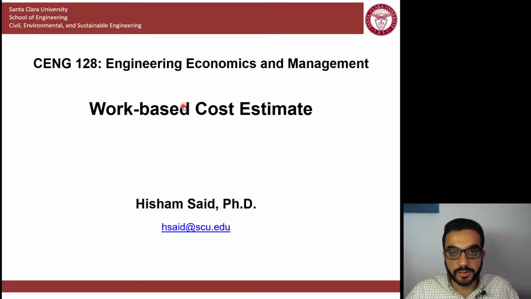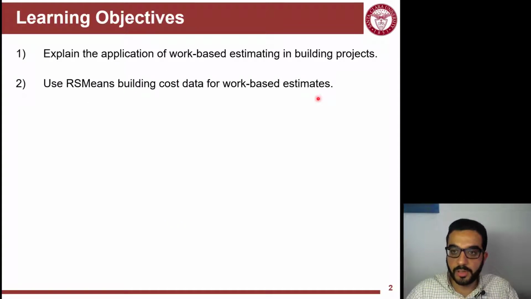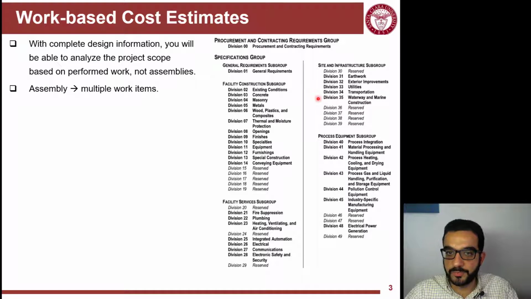In the first four parts, we learned about cost management, and the big part of it is cost estimation. We learned about adjusting cost estimates for location and time, rough order of magnitude estimates, and assembly-based estimates. So the last thing we're going to discuss here is work-based cost estimates. We'll learn about when we apply this type of estimate and the use of RSMeans as our main textbook, or reference, for cost data for work-based estimates.